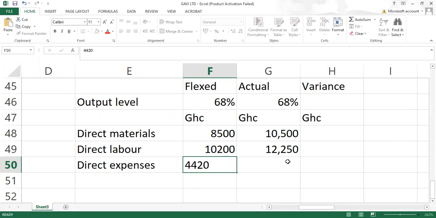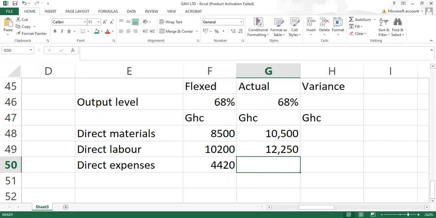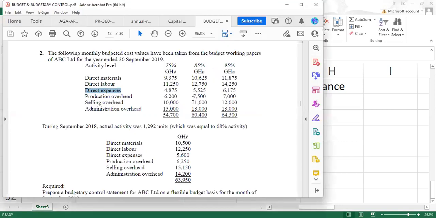4,420. So let's go and pick the actual cost that we incur. We are not doing the variance at once, let's finish that before we do that. So this will be 5,600. That is the cost incurred, right? That is the actual cost.